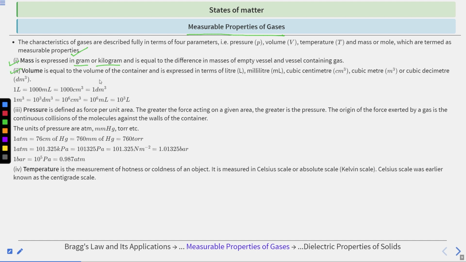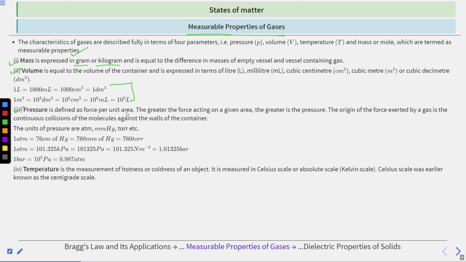Volume is equal to the volume of the container and is expressed in terms of liter, milliliter, cubic centimeter, cubic meter, or cubic decimeter. These are some ways by which we can write one unit in terms of another unit.